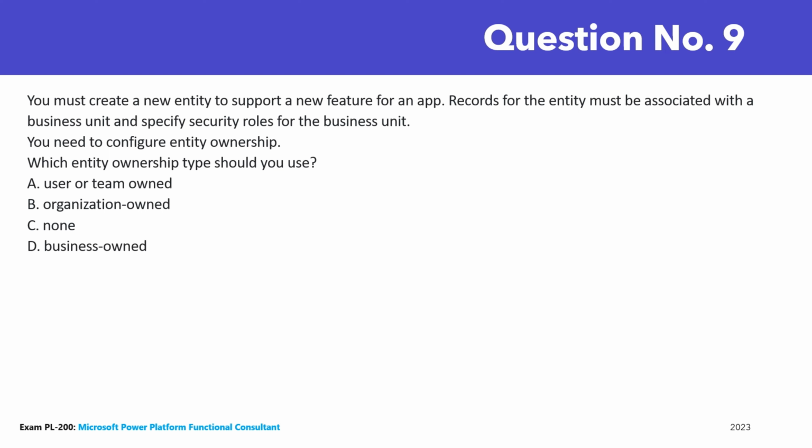You must create a new entity to support a new feature for an app. Records for the entity must be associated with a business unit and specify security roles for the business unit. You need to configure entity ownership. Which entity ownership type should you use?